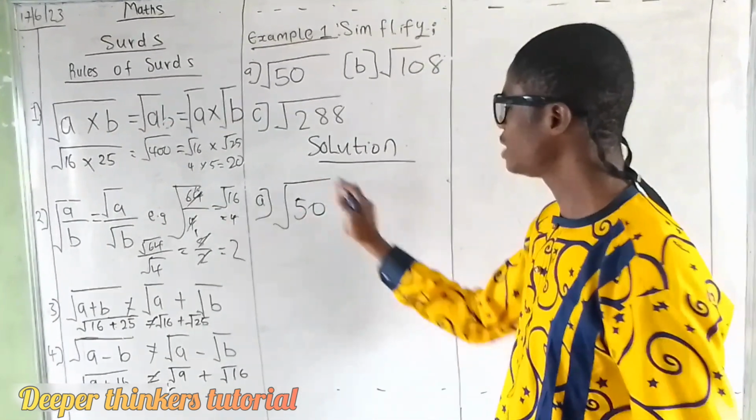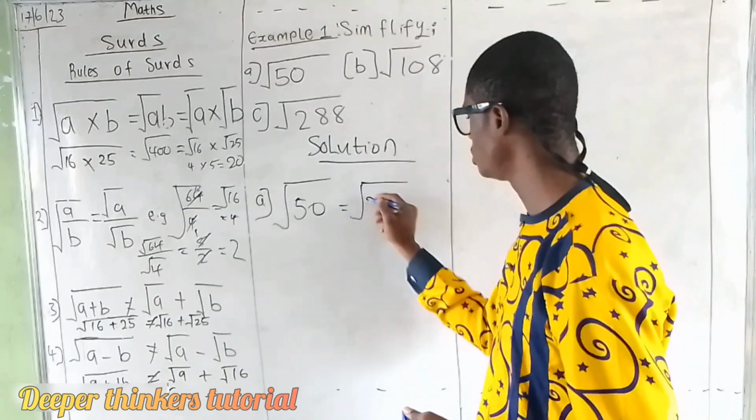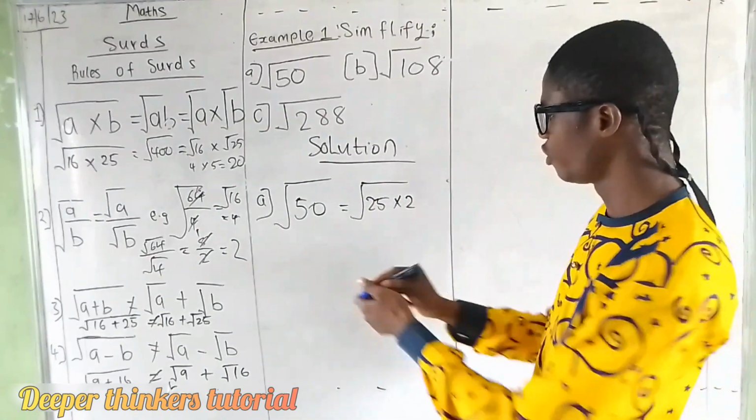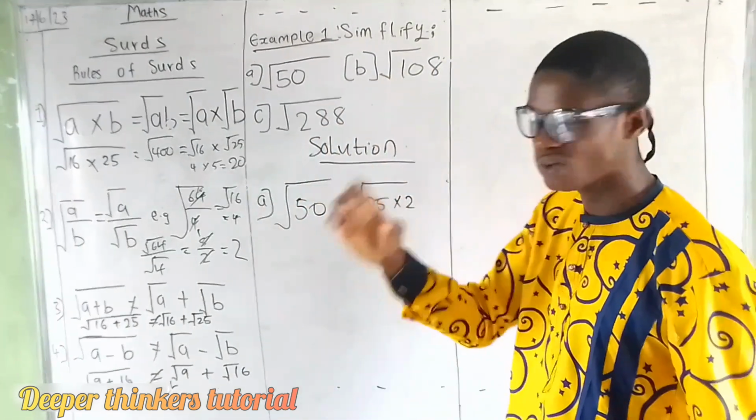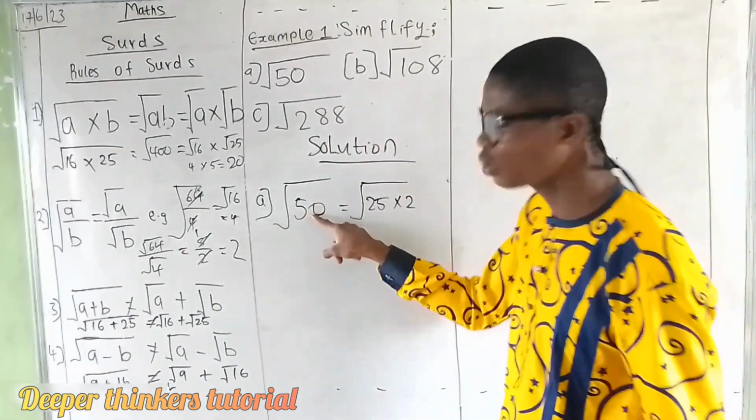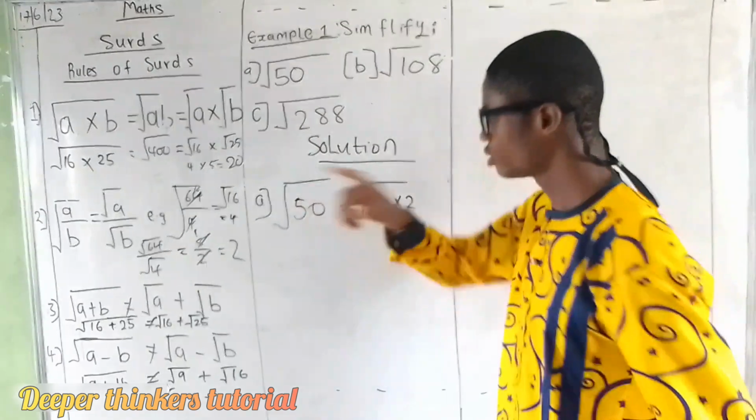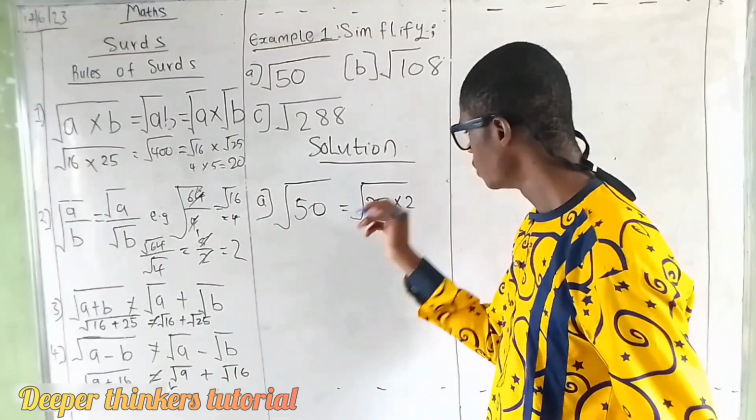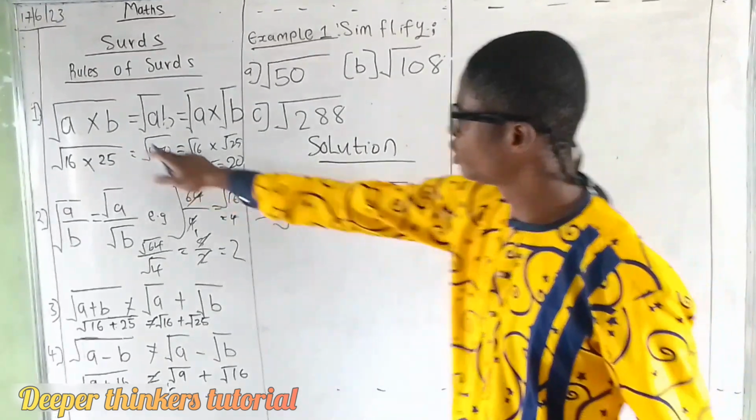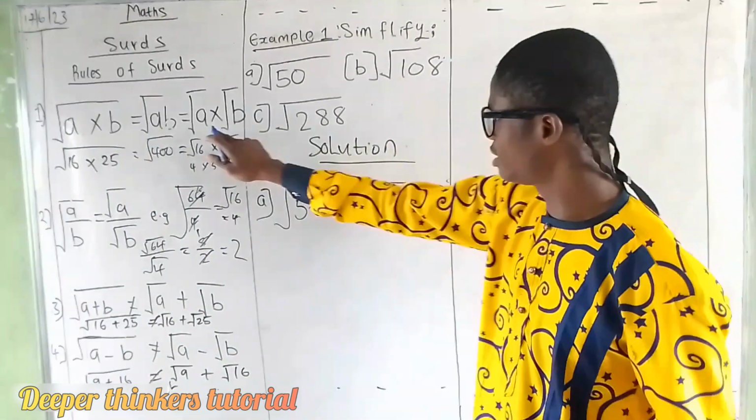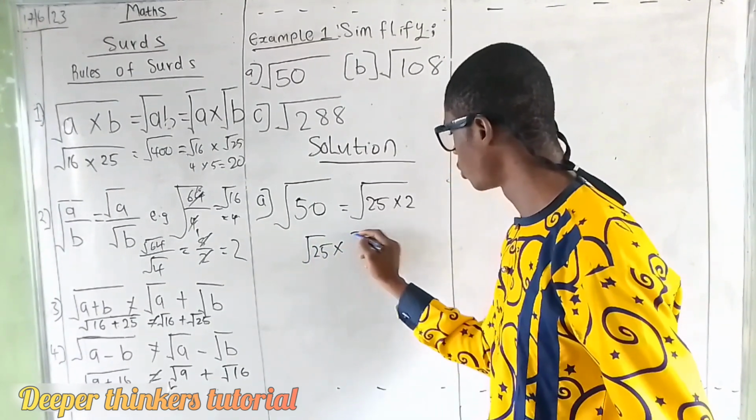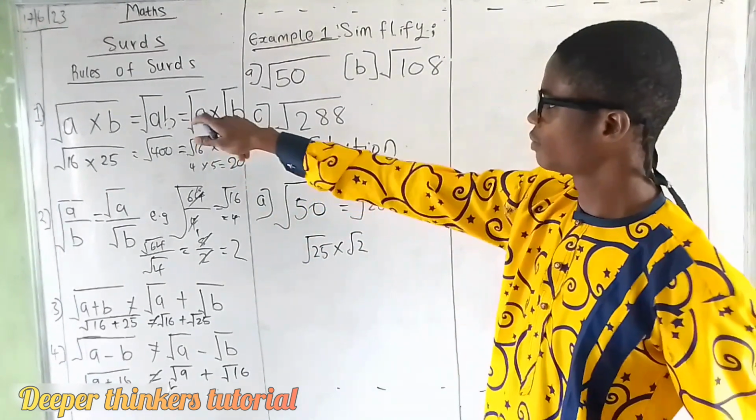Let's see what we have. What is the highest perfect square here? We have 25, and 25 multiplied by 2 gives you 50. So you find the highest perfect square that will multiply a value to give you what is inside the question you are given to simplify. Then what you will now do is, according to this rule, this case is the same as root 25 multiplied by root 2.